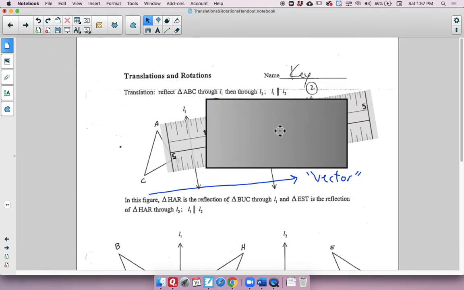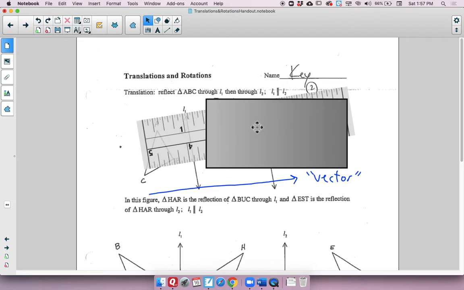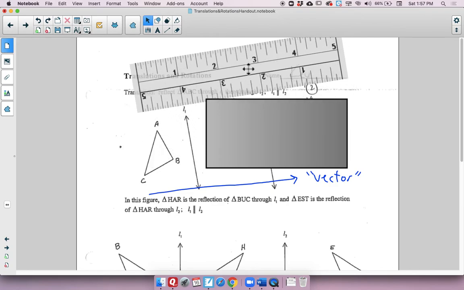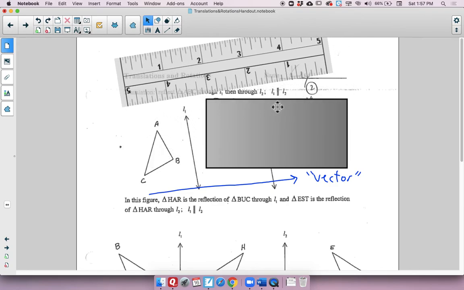So here, translations and rotations. A translation: reflect triangle ABC through L1 and then through L2. And notice L1 and L2 are parallel. Okay, so we are going to do this just like we did before in 18.1, 18.2. So how many key points would we need to reflect? Hopefully you said 3, points A, B, and C. Okay, so again, you want line L1 to be the perpendicular bisector of the segments where C and C prime are endpoints, B and B prime, A and A prime.